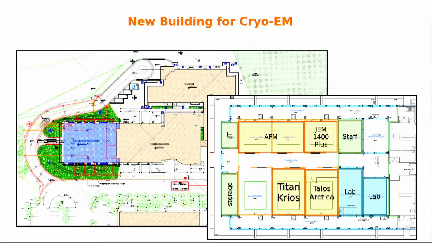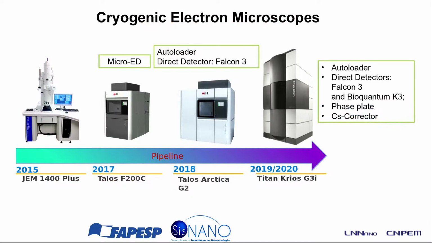That's the top view of the building. Mostly what we have is a 1400, Arctica and Krios, and two labs for sample preparation. That's how we grew: we started with a 1400 in 2015, then F200C, Talos Arctica, and Krios. This one is now receiving microED, and this one we have ptychography, which is 4D STEM. We also have iDPC in this one, but not the Krios.